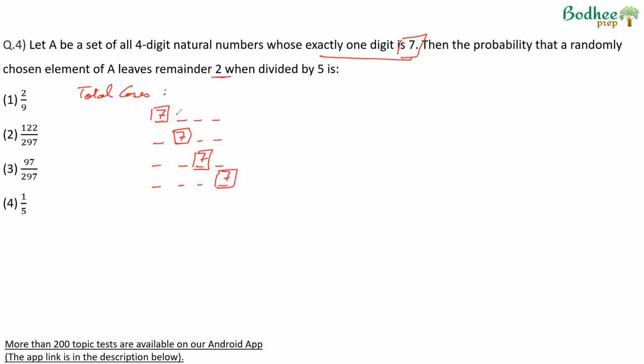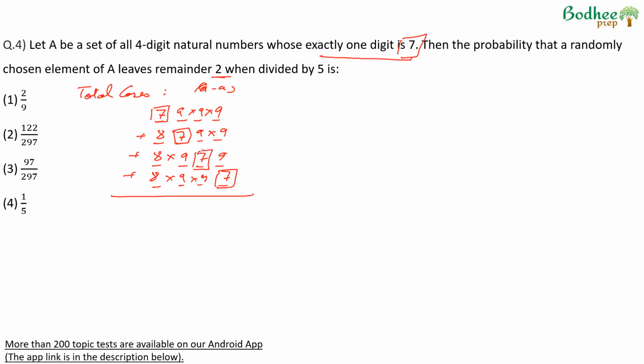Now, to fill these places, I will not use 7 again. So here there are 9 into 9 into 9 possibilities, since anything from 0 to 9 except 7 can be used. We cannot have 0 in the first place, so 8 options there, and 9 into 9 options for the rest. Similarly, 8 options here, 9 into 9 options here. Similarly, 8 options here, 9 into 9 options here. This happens, or this happens, or this happens, or this happens.